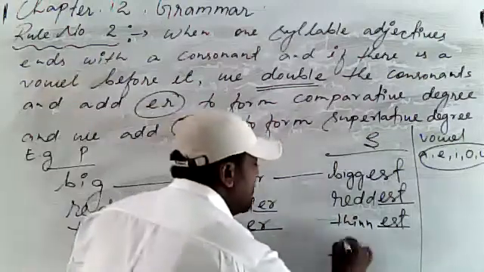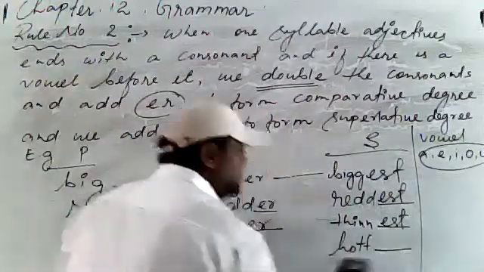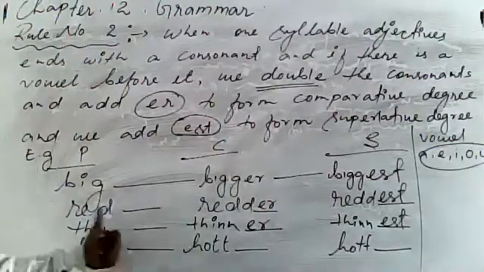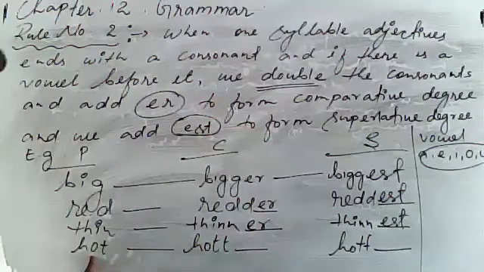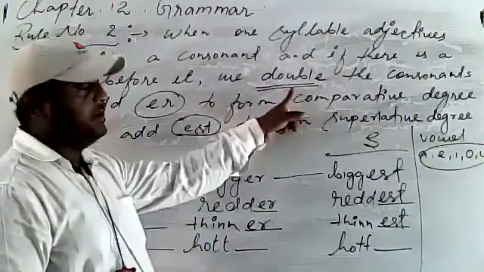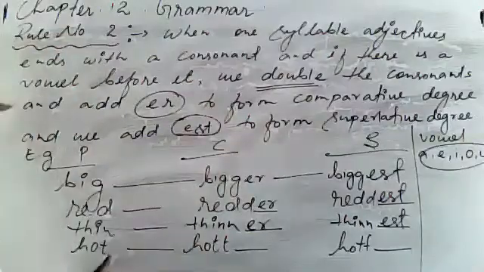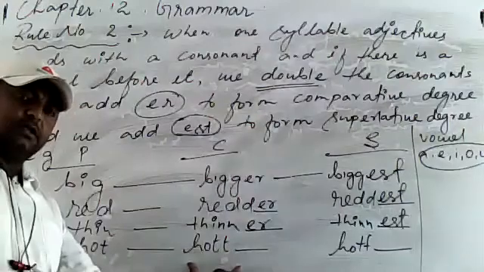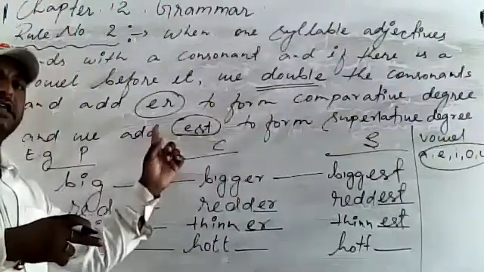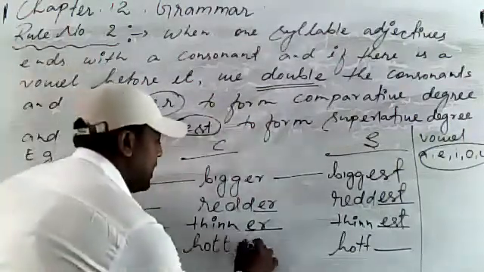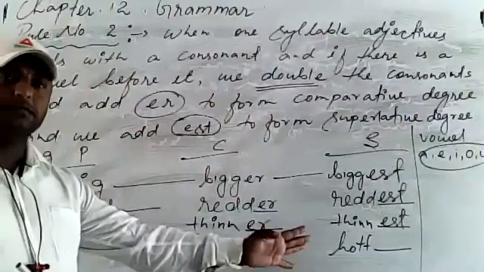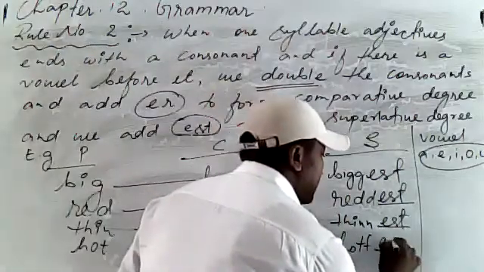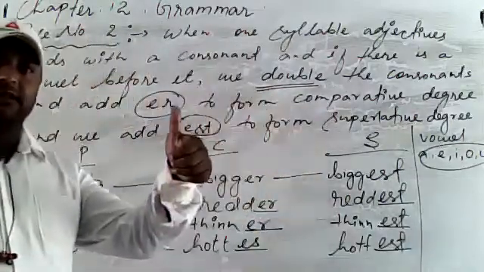H-O-double-T. What is the last letter? The last letter is a consonant, and the letter before the consonant is a vowel. If it is a vowel, then what am I going to do? Double. I am going to double the consonant. Now, to form the comparative degree, I am going to use ER. And what about superlative? I am going to add EST. I hope it is clear.